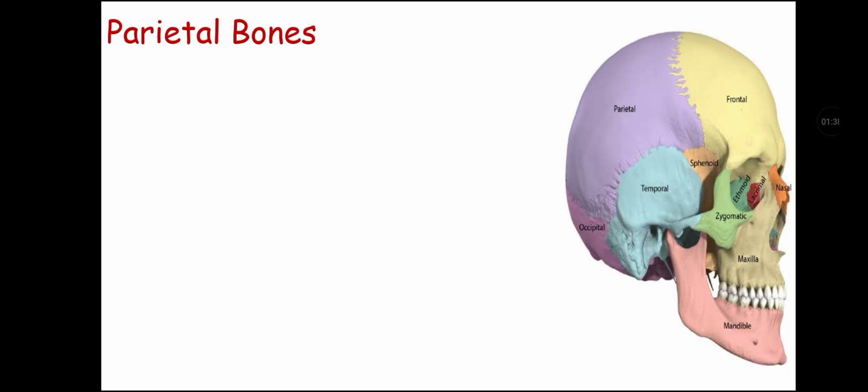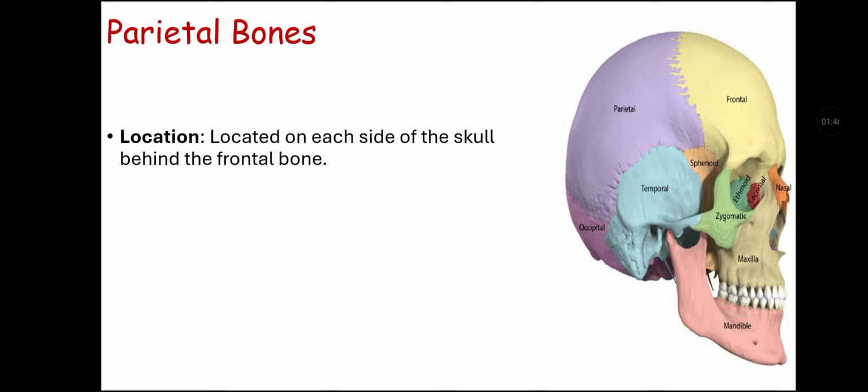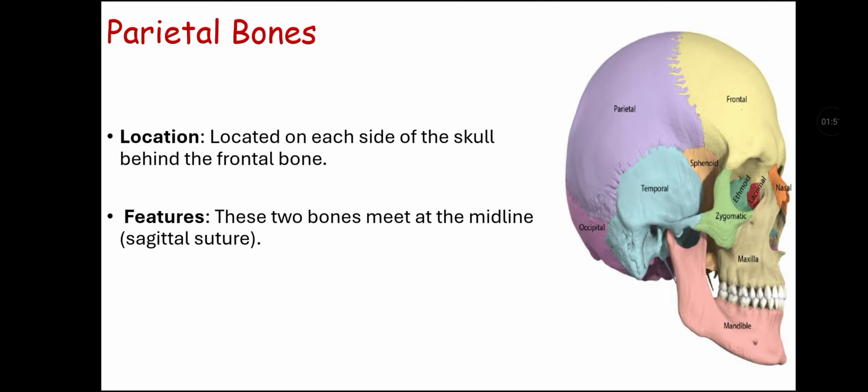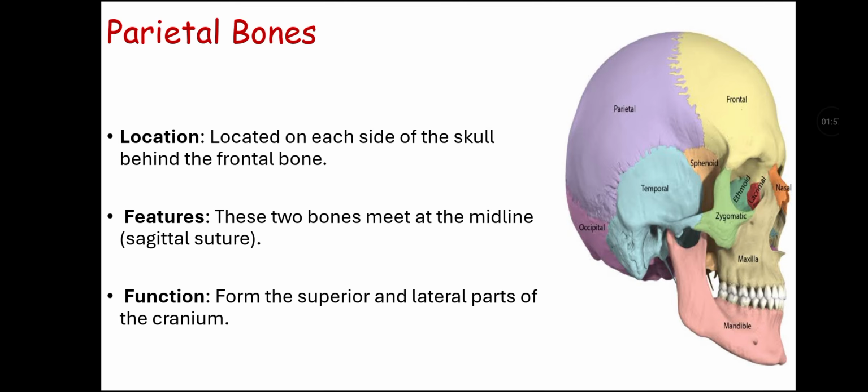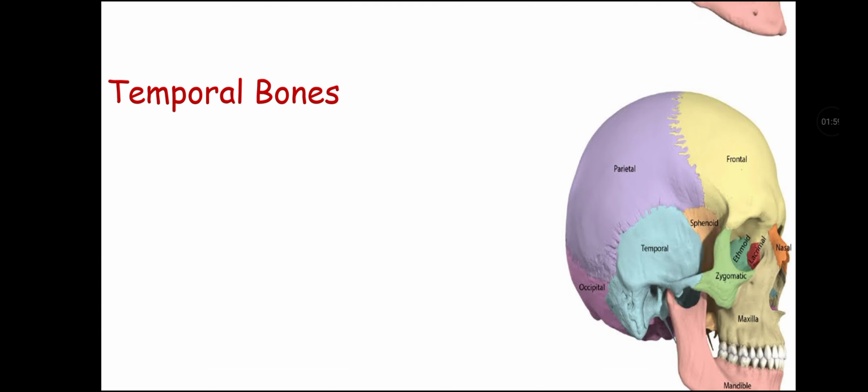Second bone is parietal bone, that is also the cranial bone. As you can see here in the diagram, the purple colored bone is parietal bone. They are pair bone, that means there are 2 parietal bone in every skull. They are located on each side of skull behind the frontal bone. These two bones meet at the midline at the suture that is called a sagittal suture. They form the superior and lateral part of cranium.